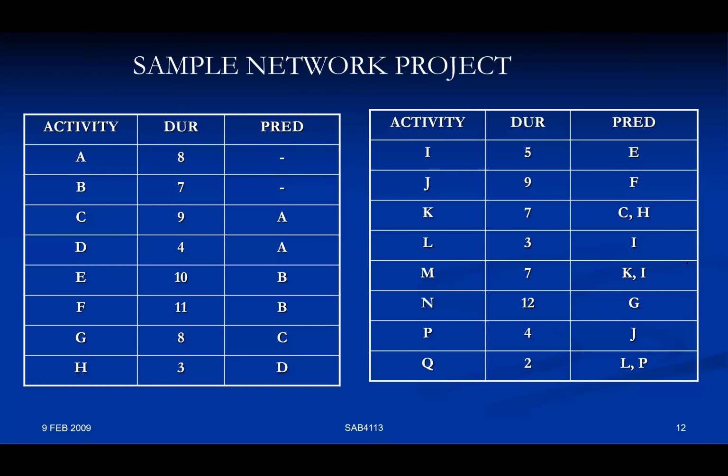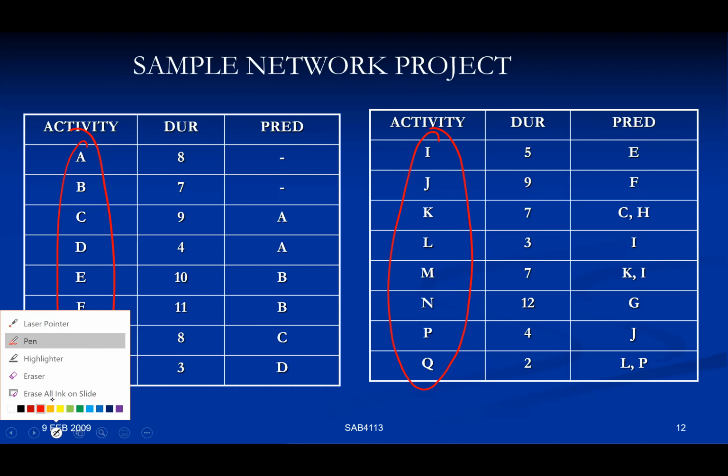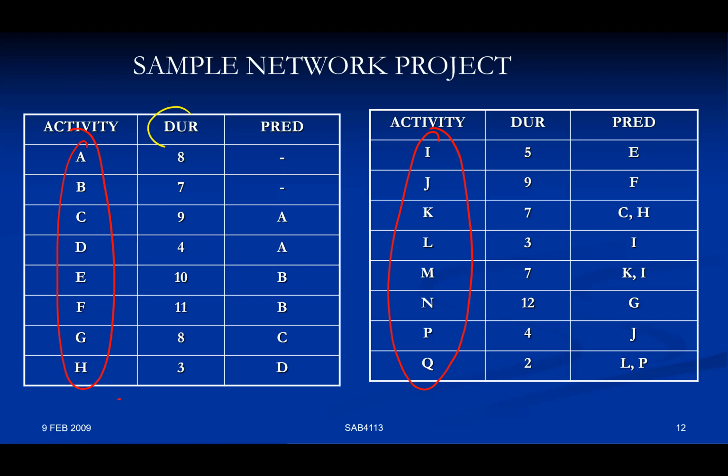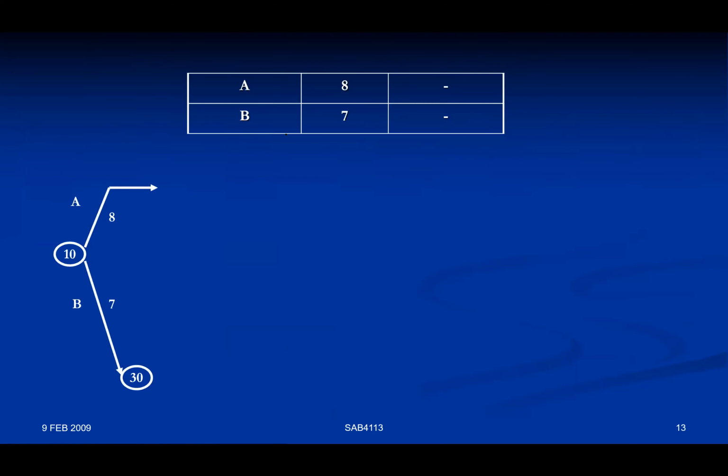Sample of network project or network diagram. Let's say we do have a list of activities, A until Q, and then we do have duration, and then predecessor. So how do we draw this network diagram? You notice A and B don't have any predecessor. From that, you draw step by step.